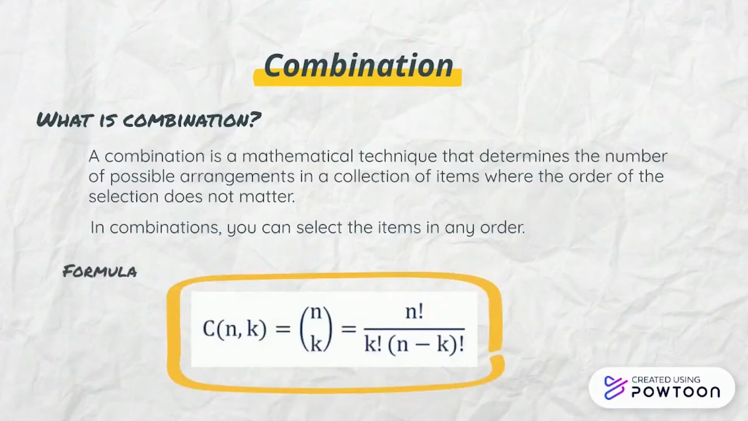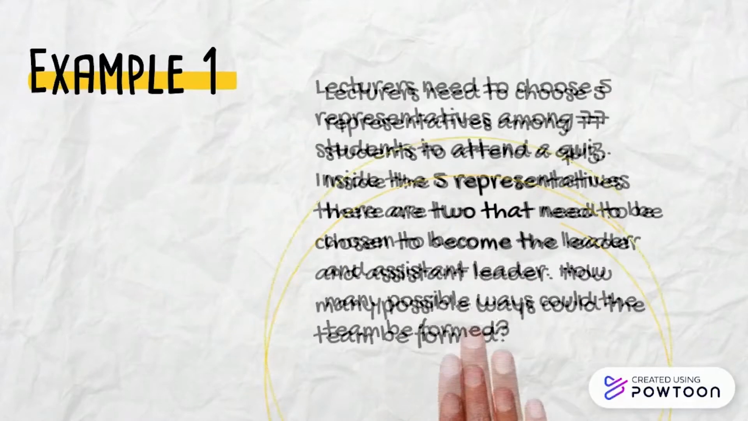Now, let's take a look at the formula. In this case, N represents the total number of elements in a set, K represents the number of selected objects, where the order of the objects is not important, and the exclamation mark represents the factorial. Moving on to the examples.